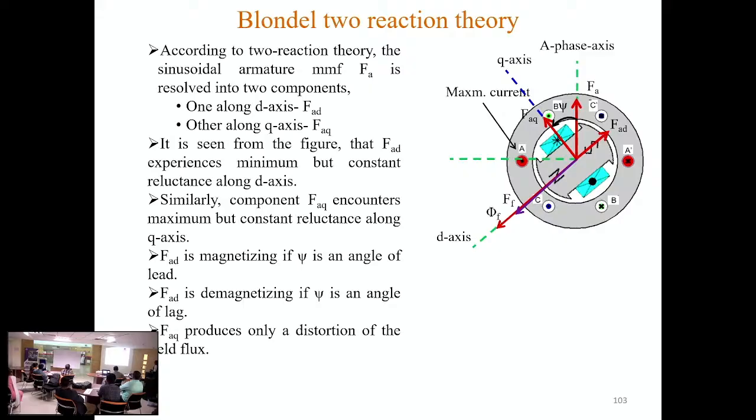So here one component is magnetizing, another component is cross magnetizing. FAD is magnetizing if it is an angle of lead, and demagnetizing if it is lag, and FAQ will produce only a cross magnetizing effect, and that will distort the field flux, nothing else.